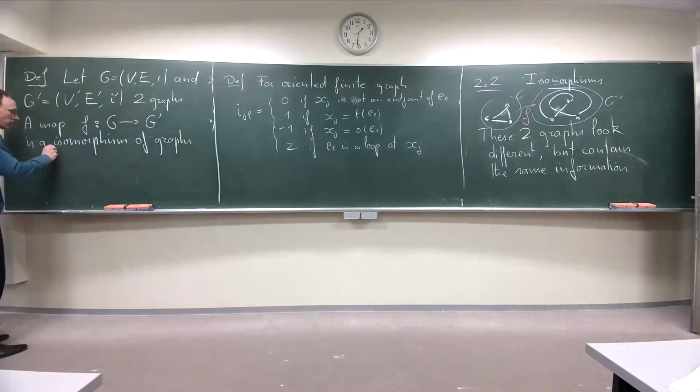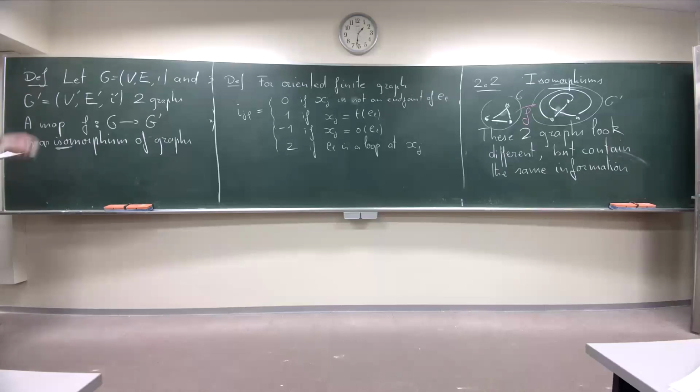In the word isomorphism, you have iso, which means similar. You should think about this as similar structure. Isomorphism means similar structure. An isomorphism of graphs is a function from G to G prime.